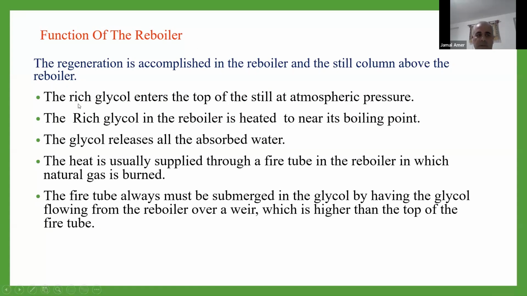Reboiler function: the rich glycol enters the top of the still column at atmospheric pressure. So the pressure in the reboiler is atmospheric pressure. The glycol is heated to its boiling point. The glycol releases all the absorbed water. The heat is usually supplied through the fire tube in the reboiler, in which natural gas is burned. The fire tube must always be submerged in the glycol, by having the glycol flow through the reboiler over a weir which is higher than the top of the fire tube.